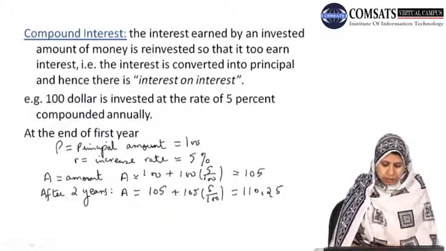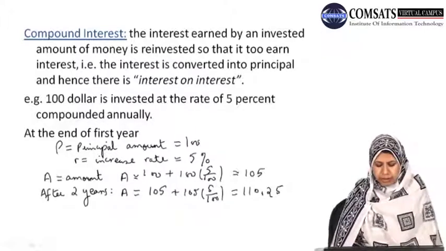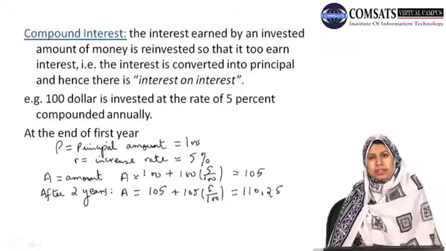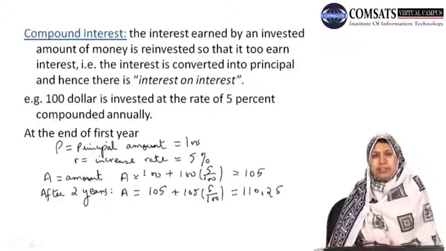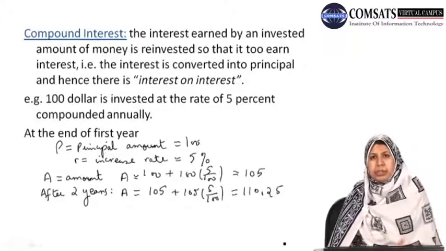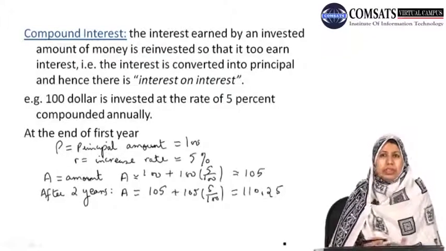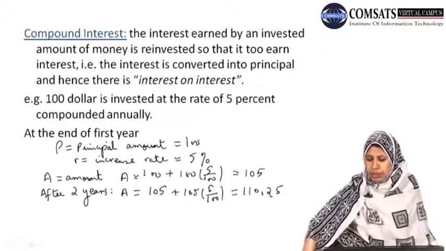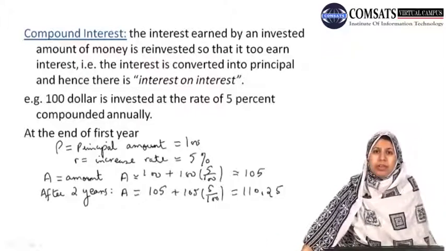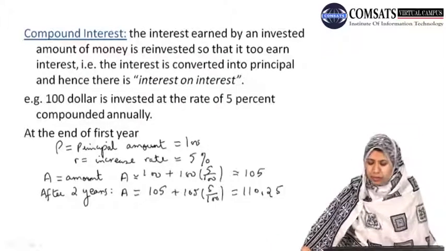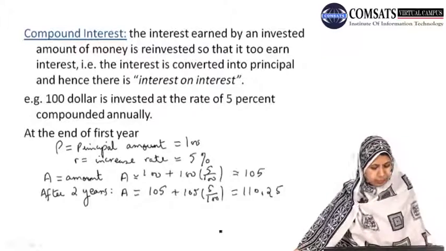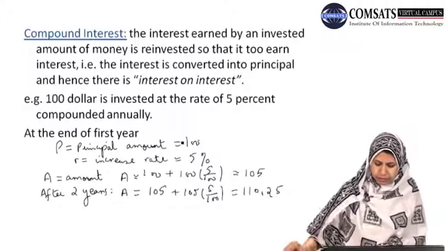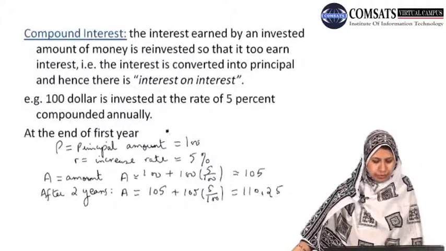So in continuing in this way, we can obtain a formula which basically tells us that after, let's say, 5 years or 10 years, what will be the interest, compound interest on our initial amount. And the general formula we will obtain will be no other formula than the exponential formula, which is now familiar to us. So after 2 years, the amount will be 110.25.